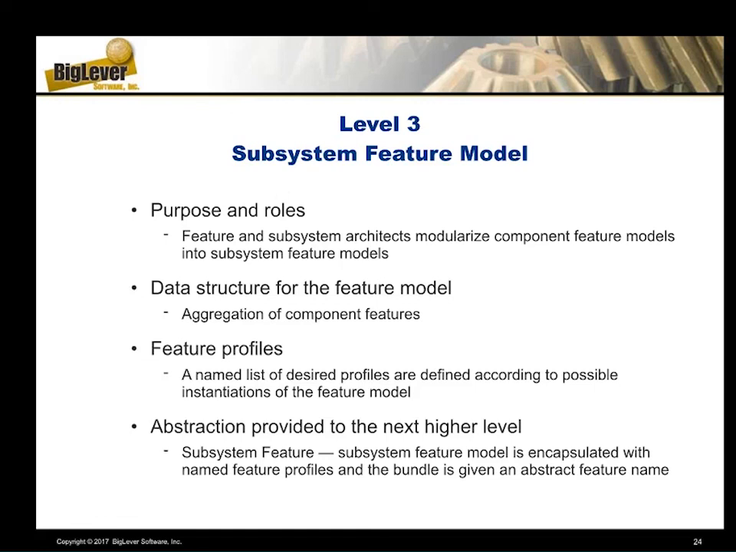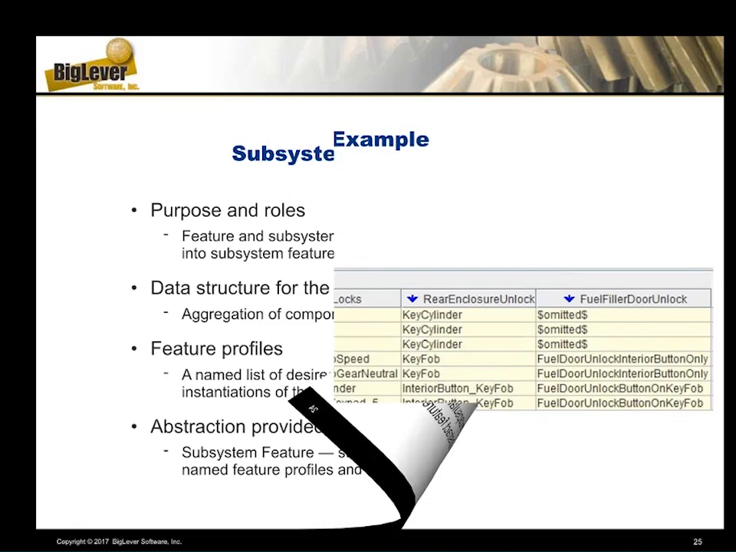So again, it's an aggregation, and again, the profiles are simply choices made against the aggregation of those models. But they're not choices of individual features anymore. Those have been left behind. They are choices of the profiles that the component models offered up. And so when I aggregate my component models together, they each offered profiles. And when I aggregate those into a subsystem feature model, the definition of a subsystem is a choice of profiles from the component levels. And that's my profile at this level, and that's what I'll offer up.